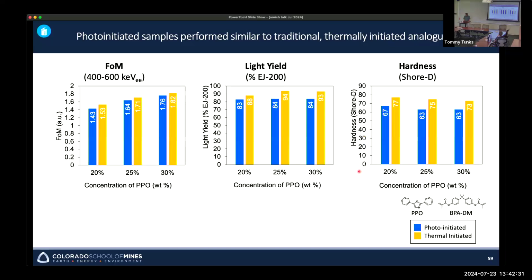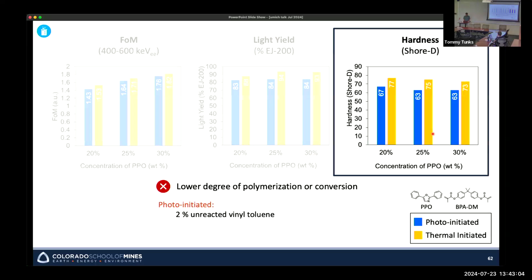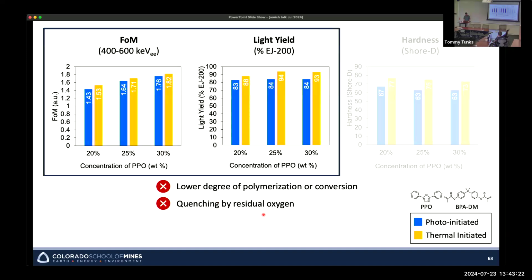And let's see. Now if I show some of the results, the yellow lines are the thermal process, and the blue lines are the photo process. In terms of the figure of merit, you can see it's slightly less, but maybe within experimental error. The light yield is slightly less, and the hardness is slightly less. We know the reason for that: we have a lower degree of polymerization, and we're able to extract out 2% of unreacted vinyl toluene, which is pretty significant. This is something that we're trying to handle now, versus the thermal initiated process, which is much less. So still in the works.